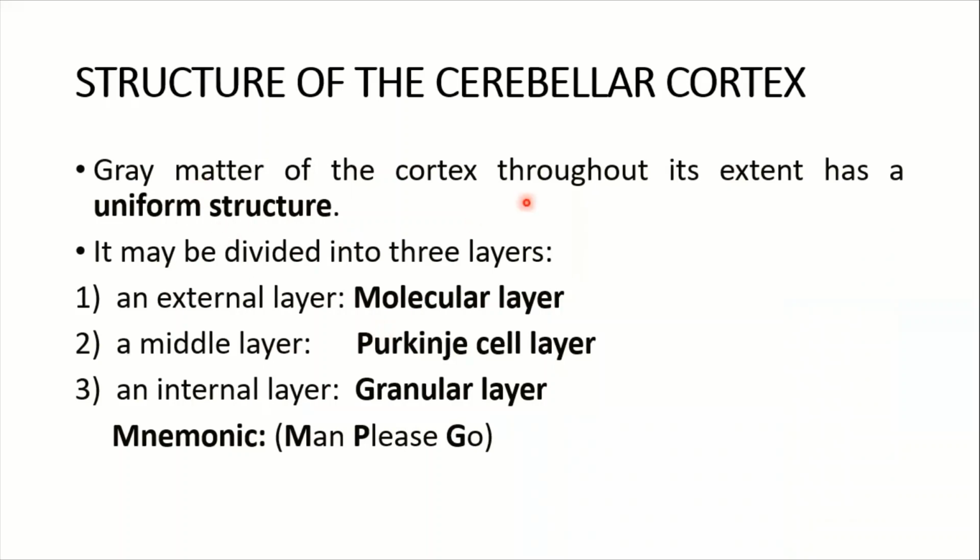The gray matter of the cortex throughout its extent has a uniform structure and may be divided into three layers: an external layer known as the molecular layer, a middle layer known as the Purkinje cell layer, and an internal layer known as the granular layer, right? Molecular, Purkinje, and granular layer. You can remember the sequence, outside to inside, M, P, G, by the mnemonic "man, please go." M for man, molecular, P for Purkinje, and G for go, granular layer, right?